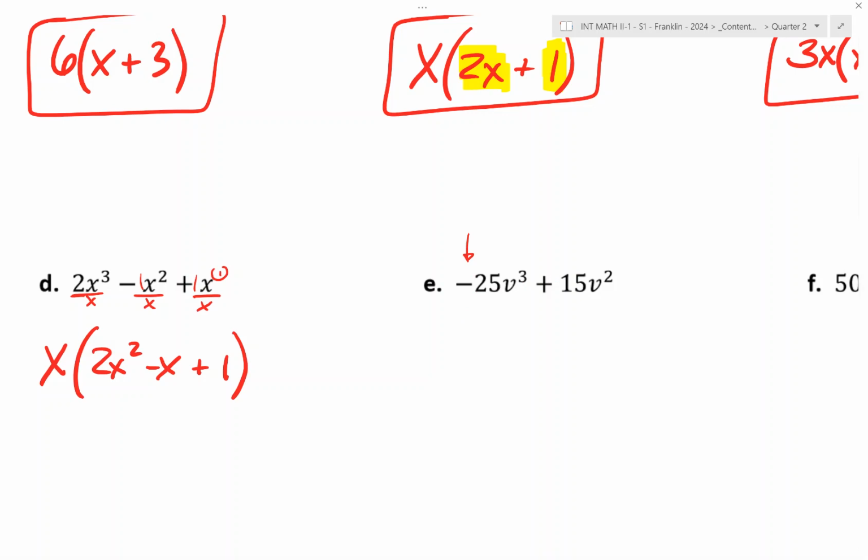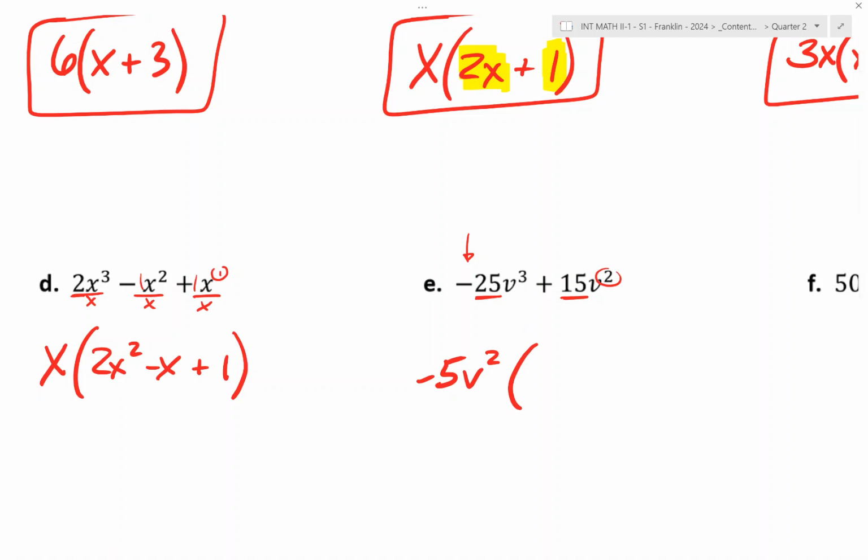So between 25 and 15, the GCF there, well, that's 5. I know that 5 is the biggest number that goes into both of those. And we do want to take out a negative 5, so let's do that, negative 5. Now for v cubed and v squared, they do both have a v. 2 is the smallest exponent there, so that's my GCF, negative 5v squared. So now we're just going to divide each of those by negative 5v squared.